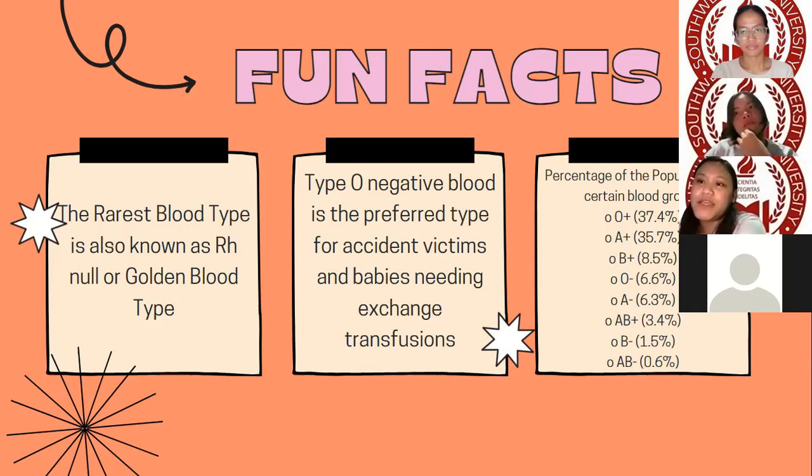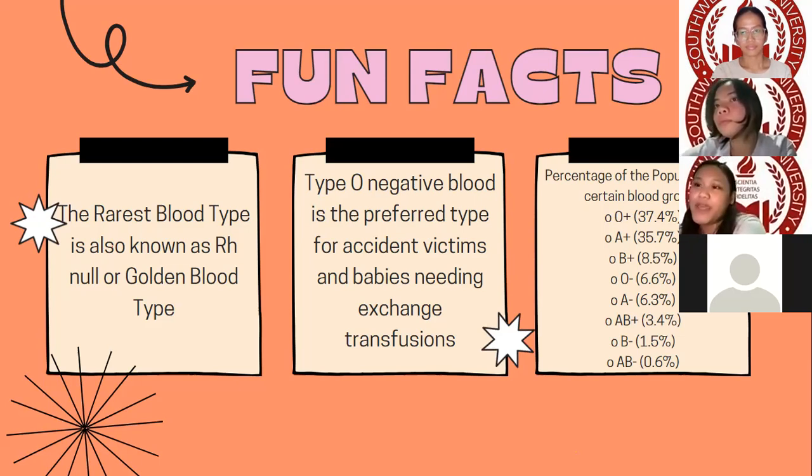So the last is the percentage of the population with a certain type of blood. For O positive, we have 37.4% as the most common blood type. Most patients require O positive. So A positive and B positive blood types are a good fit for platelet donation.